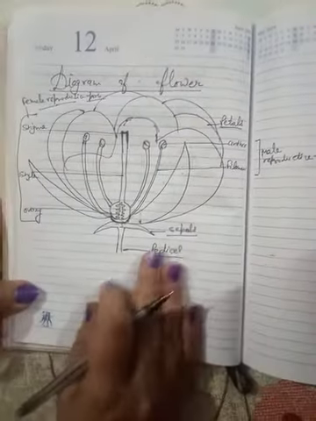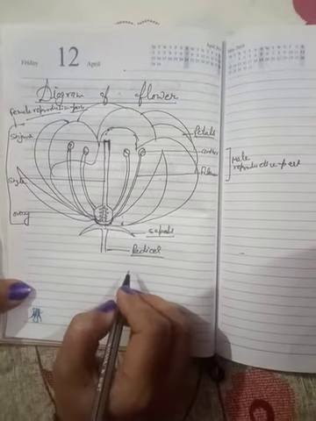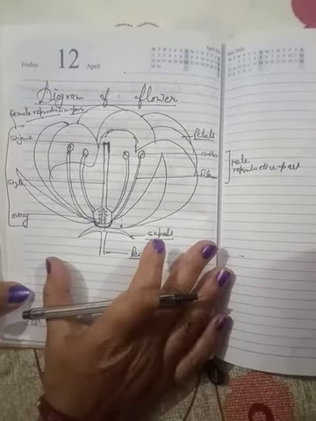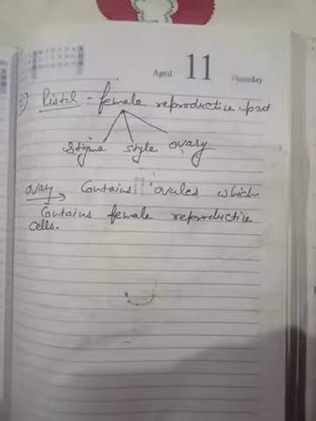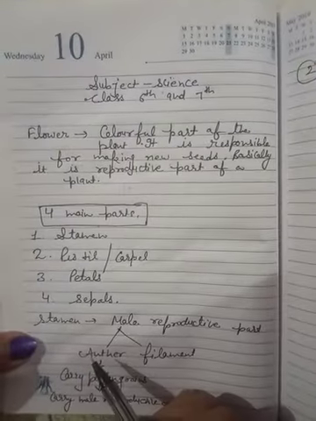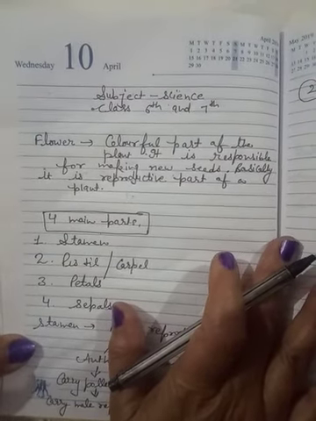So students, I think this is very clear to you. So you will make the diagram very clearly and easily, and you will keep all the main parts of the flower in your mind, and this will help you learn about the flower.